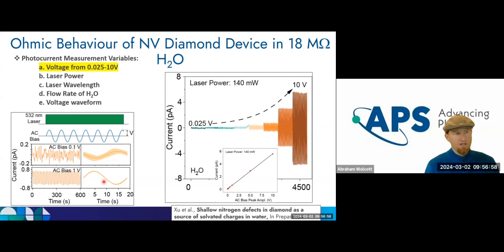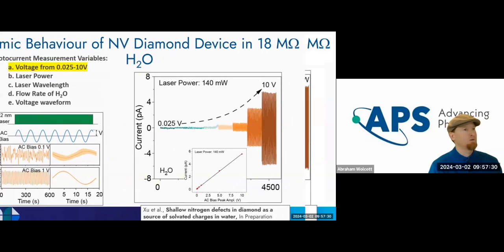And on the right-hand side, we can change from about 25 millivolts all the way up to 10 volts while holding the laser power at 140 milliwatts. You'll notice in the inset that we get a near linear increase in photocurrent, which means we are having ohmic behavior within our photoelectrochemical cell. And just to recall, this is done with 18 mega ohm water, and there are no direct current pathways between the diamond and those gold electrodes.